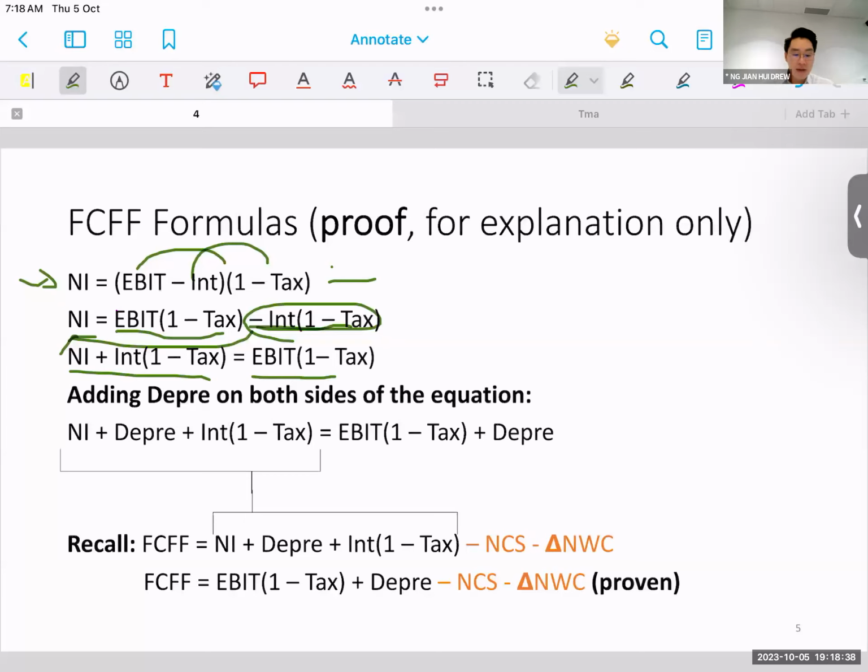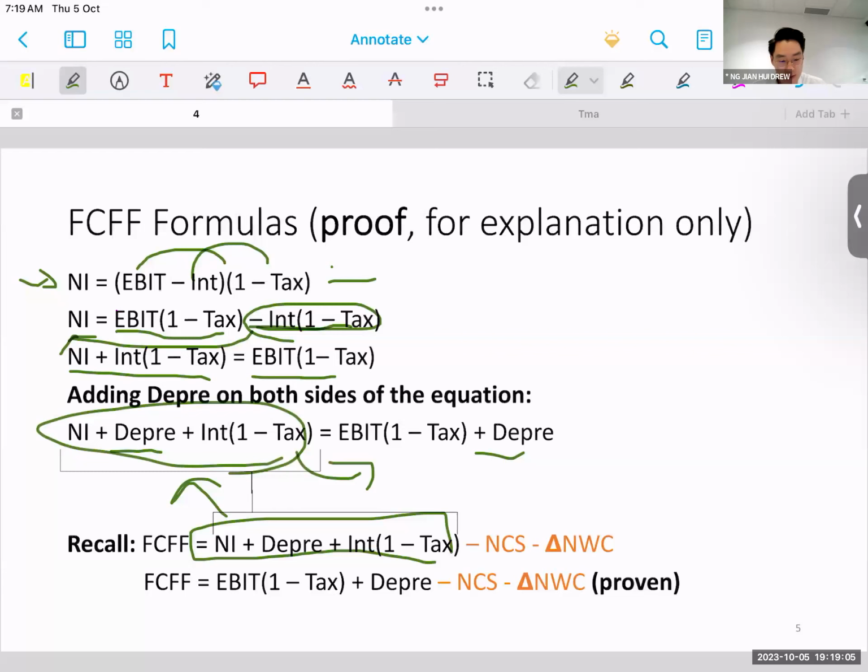Now I'll just add back depreciation on both sides, because this is an equation, so you add to the left and you add to the right. So I add depreciation like this. And we call that the first formulation: net income plus depreciation plus interest times 1 minus tax, this part here, equals this part. And if this equals this, you can just plug EBIT times 1 minus tax plus depreciation into this formula here. And that's where you get your EBIT formula.